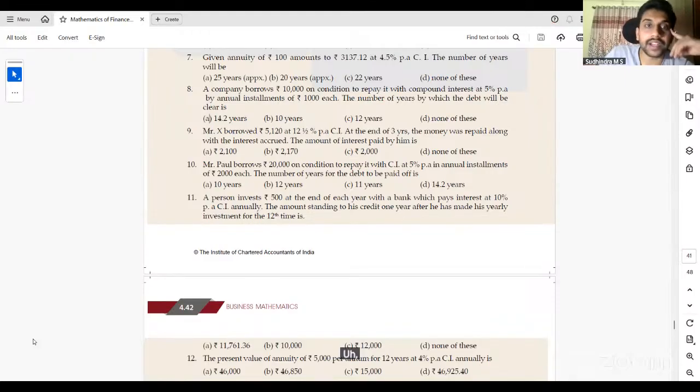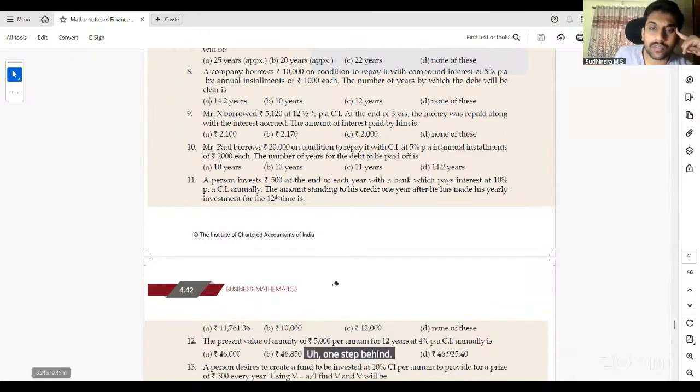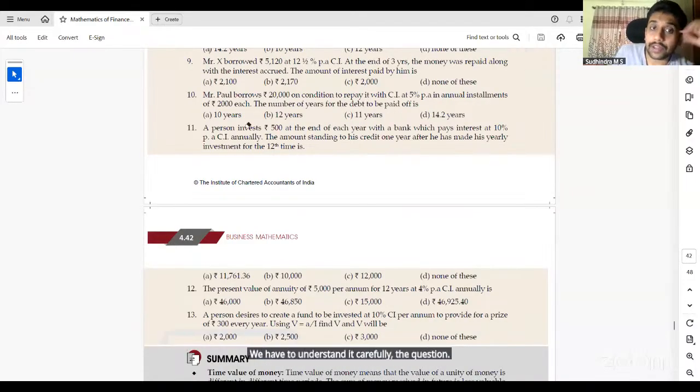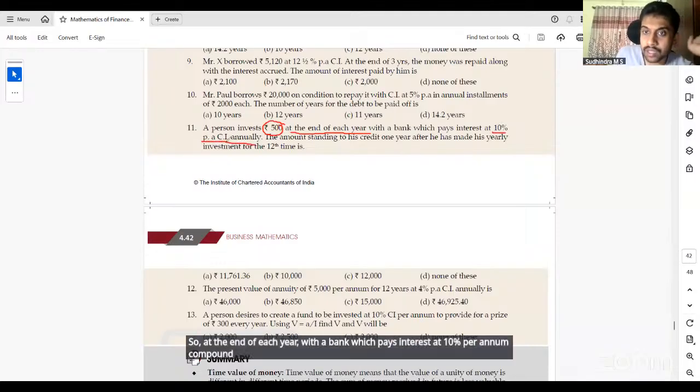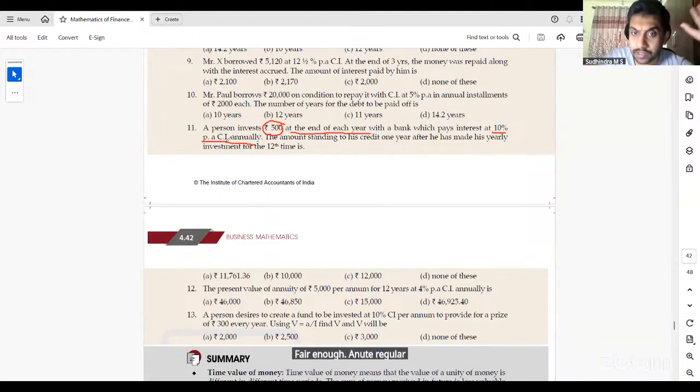Amit, you are one step behind. So this is a very interesting question. We have to understand it carefully. The question: a person invests rupees 500 at the end of each year. So what is this 500? Regular annuity, excellent. Yes, Ramani, very good. So at the end of each year with a bank which pays interest at 10% per annum compounded annually. Fair enough. Regular annuity, 500 rupees, 10%.